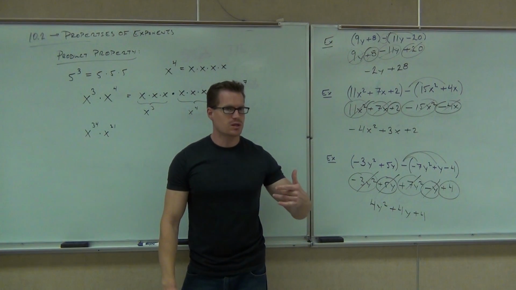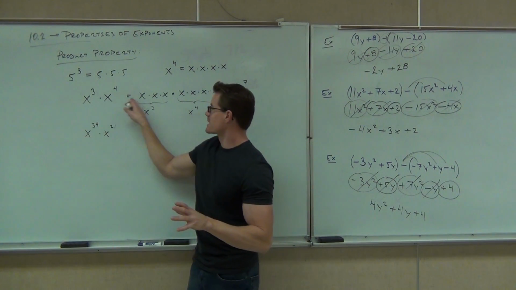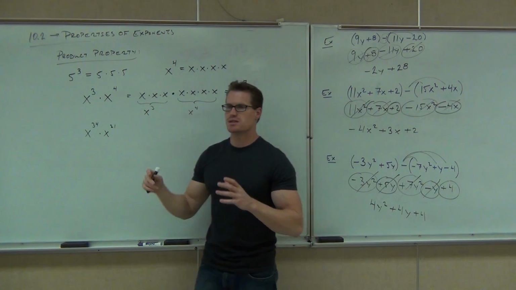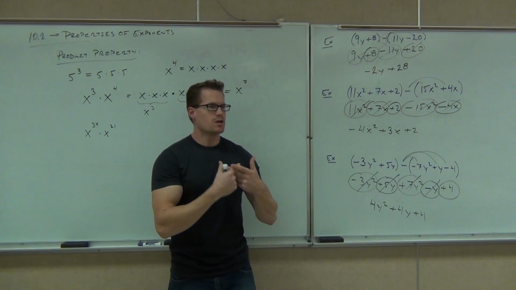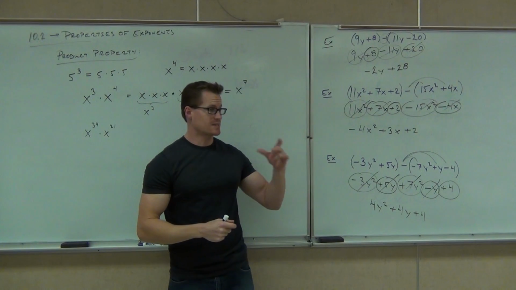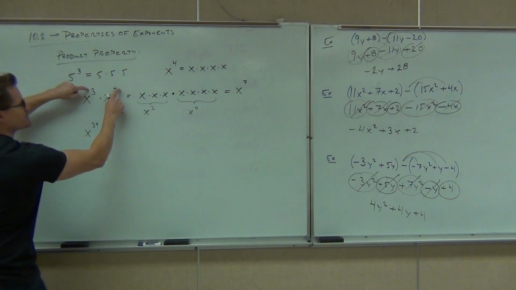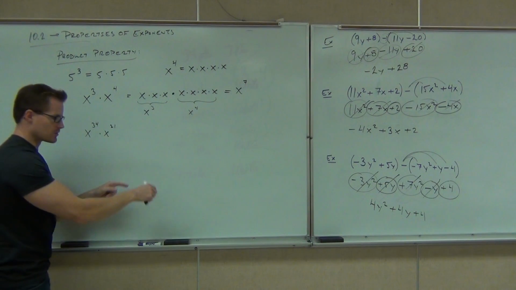What you're actually doing here is working with exponents. This is x times x times x. This is another x times x times x times x. When you combine those, you count up those exponents. You essentially add them together. So the product property isn't a multiplication of exponents. You add them together.